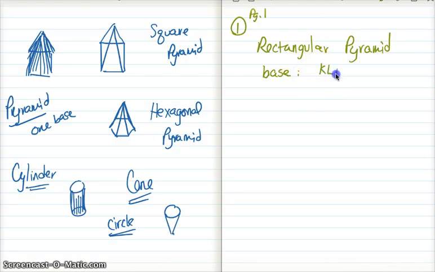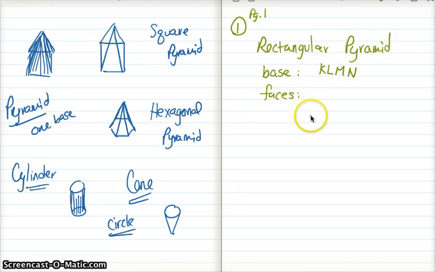It does not matter which order you go in. You could write K, L, M, N, or L, M, N, K, or M, N, K, L, just as long as you go in order around the shape. So there's a base. Now we're going to list its faces.